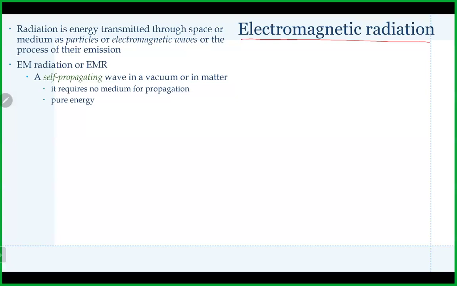Electromagnetic radiation, on the other hand, is pure energy. It is a self-propagating wave, whether in vacuum or in matter, meaning that it does not require any medium for propagation. It can propagate anywhere as long as it is started. Note that it's generated mostly by charges, but once it starts, it self-propagates.